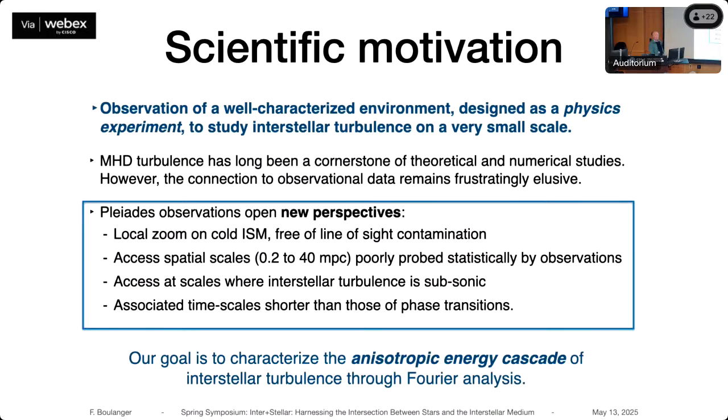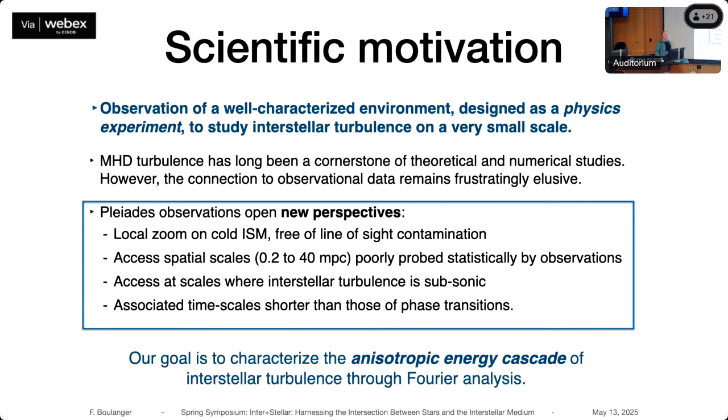And with the resolution of the James Webb, we are able to reach scales which are very tiny compared to what is usually done. And basically, we are down to scales which are comparable to the size of the solar system. And at those scales, you expect interstellar turbulence to be subsonic, and so you don't have to worry about considering shocks. It might be a regime where it's much easier to bridge observations with the theory.